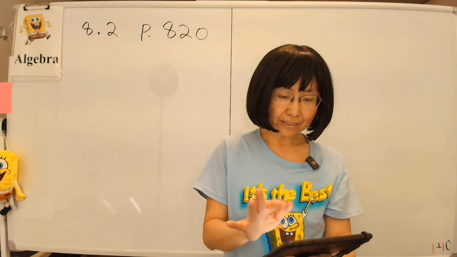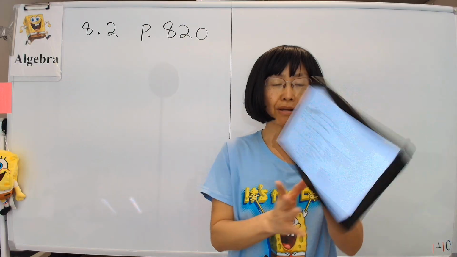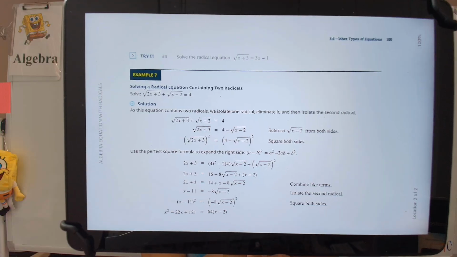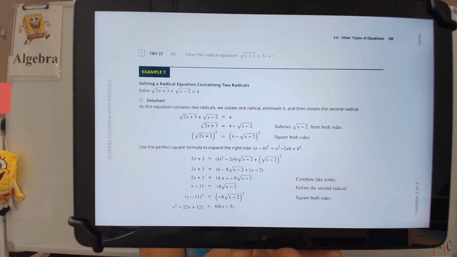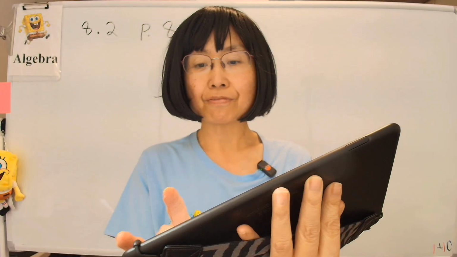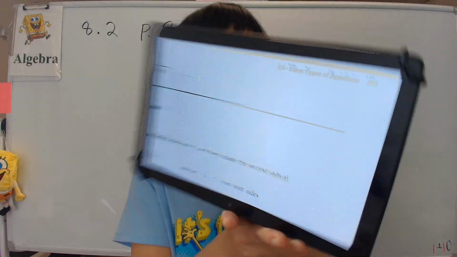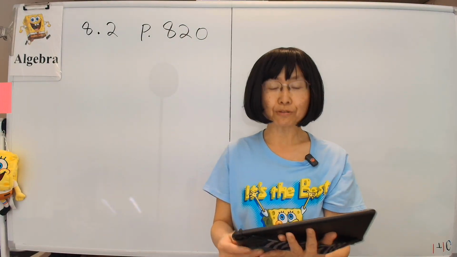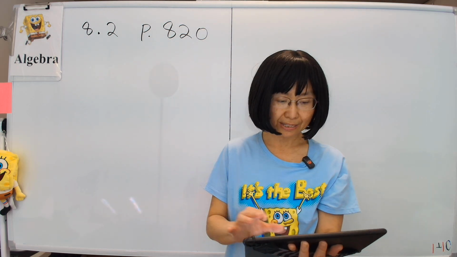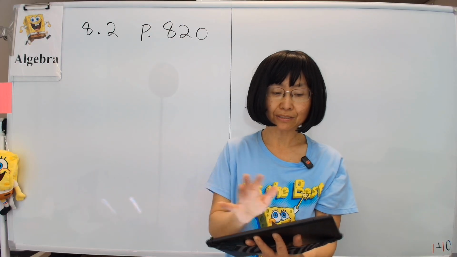The other thing that I also want to remind you, that I already did last time, is how to solve equations with radicals. This is on page 155, for example 7, where we solve a radical equation containing two radicals. Very important that you know how to do this. This is in your book, page 155. If you have any problems or any questions about it, please review that part. That's in chapter 2.6.